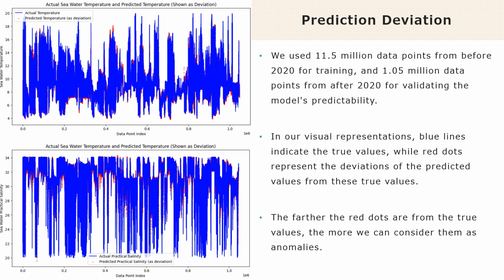We used 11.5 million data points from before 2020 for training and 1.05 million data points from after 2020 for validating the model's predictability. In our visual representations, blue lines indicate the true values while red dots represent the deviations of the predicted values from these true values. The further the red dots are from the true values, the more we can consider them anomalies.